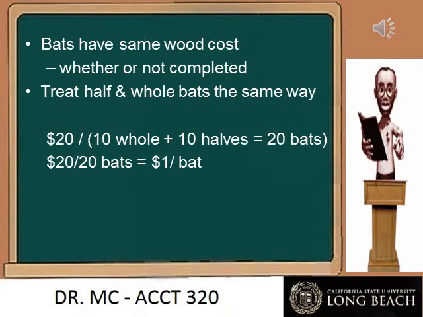If a half-complete bat has the same wood cost as a complete bat, then you treat them the same as a complete bat. So, you put 10 in the denominator for the half-complete bats. That gives you a total of 20 bats for your denominator. When you divide $20 by 20 bats, you get an average wood cost of $1 per bat regardless of whether the bat is completed. This is true for all initial costs. You treat all of the units that were started the same way when calculating the denominator regardless of whether those units were completed.